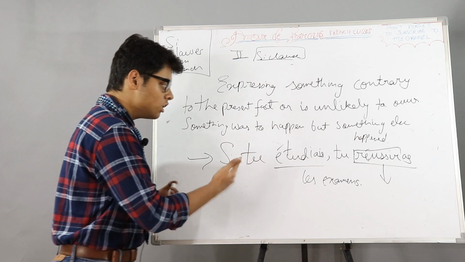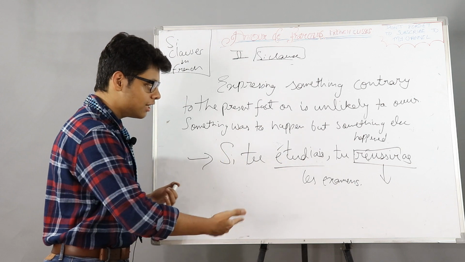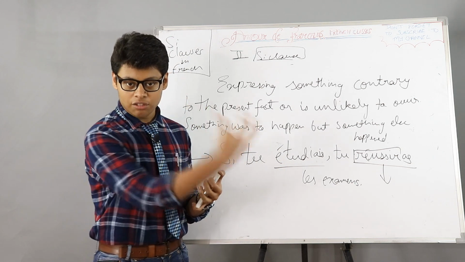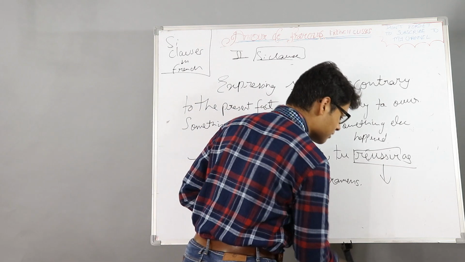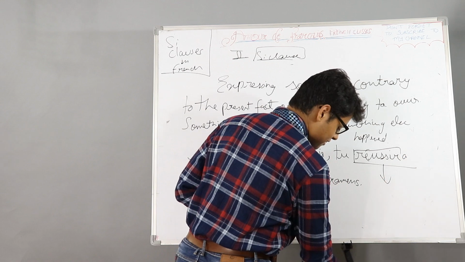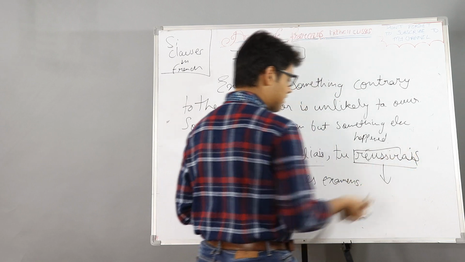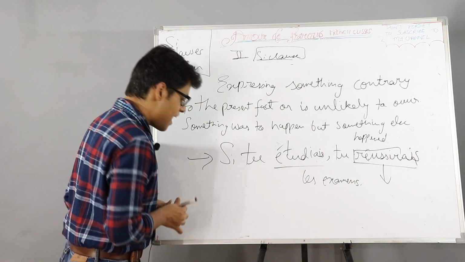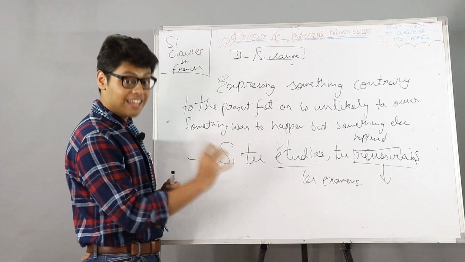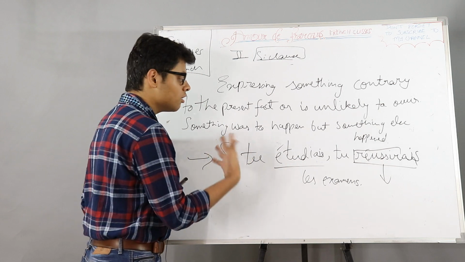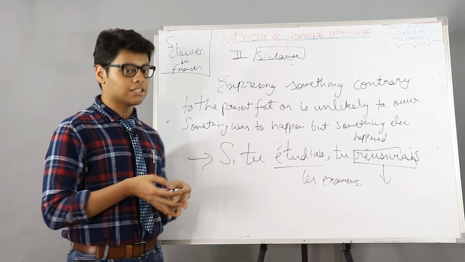Si tu étudiais, tu réussirais les examens. Tu réussirais is present conditional, the stem of future simple added with imparfait ending. Yeah, it's imparfait ending. Extremely sorry, it won't be réussirez. Imparfait ending is AIS for tu. And si tu étudiais, imparfait, tu réussirais. Present conditional. Repeating the meaning, if you studied, you would pass the exams.